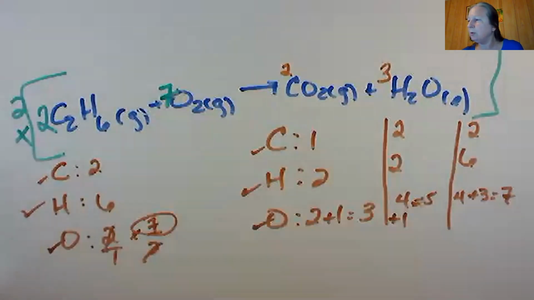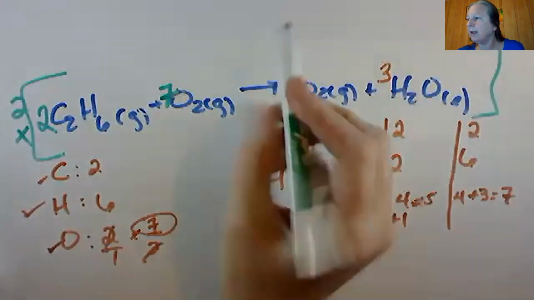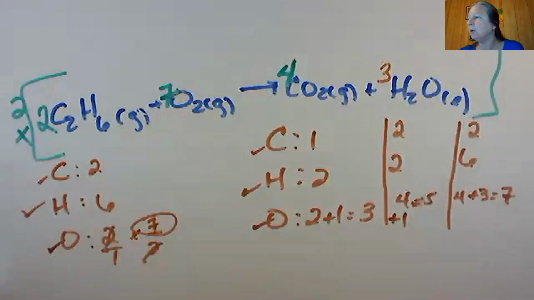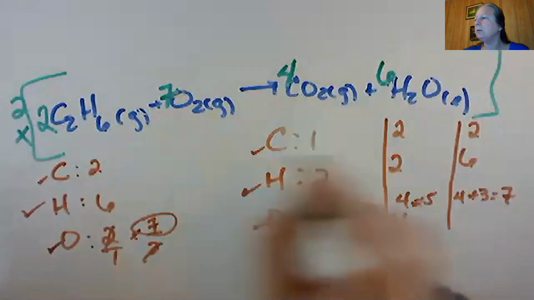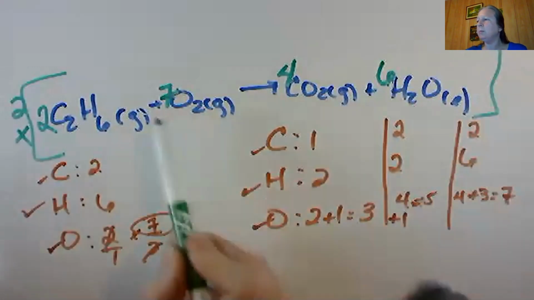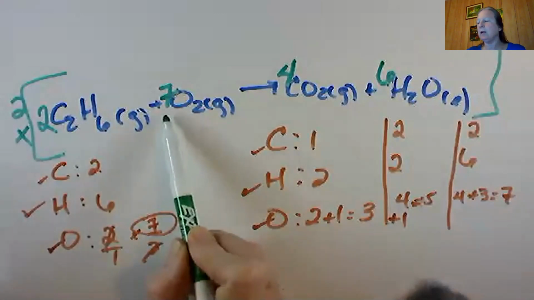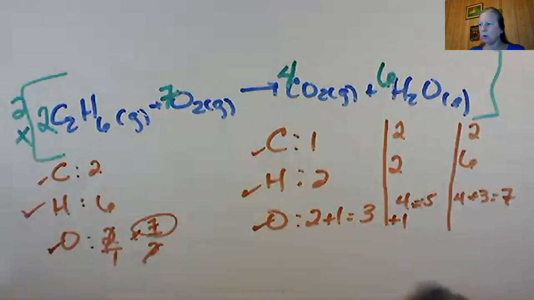Two times 2 is 4. Everything has to be multiplied by the 2. 2 times 3 is 6. That is your balanced equation. It's the lowest ratio that you can get because of that odd number. You can't divide that down to anything lower.